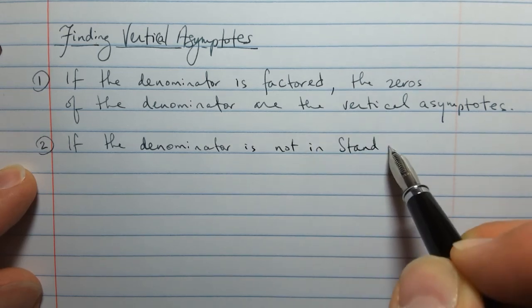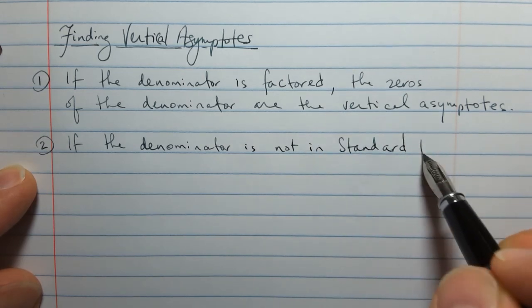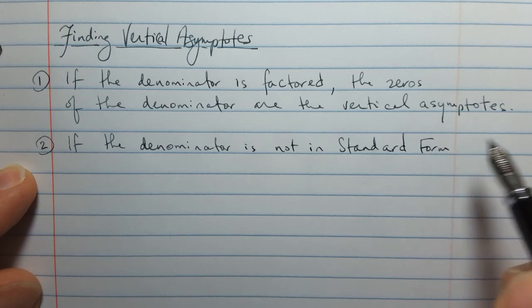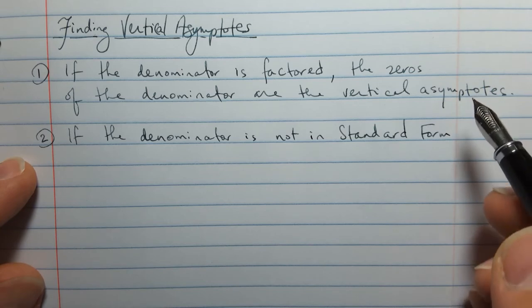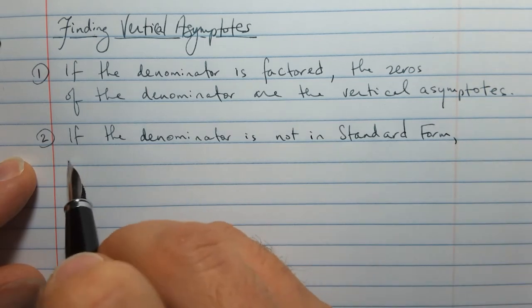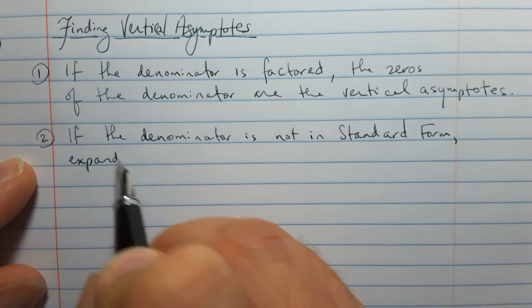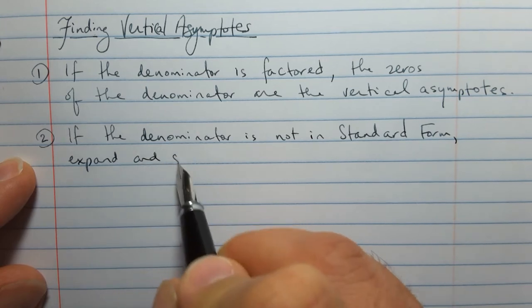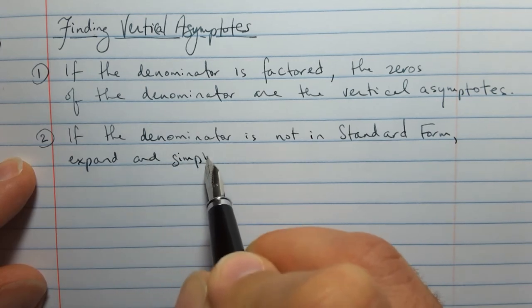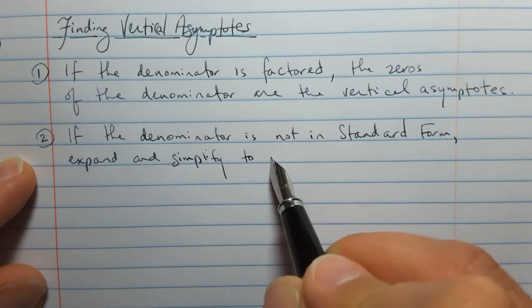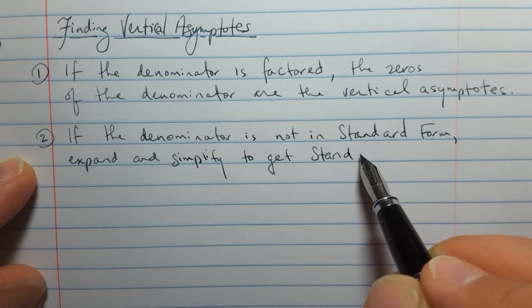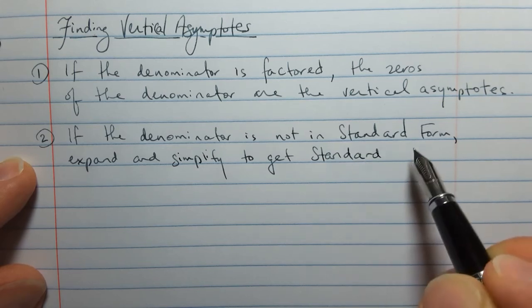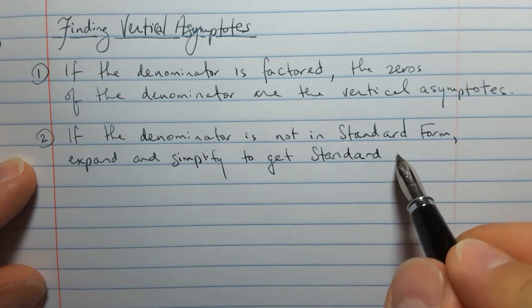of course you wouldn't do this if you've already got factored form, but if it's not in standard form, for example it's in vertex form or just jumbled up, not normal form, then you can expand that form if necessary and simplify to get standard form. That's the old ax squared plus bx plus c.